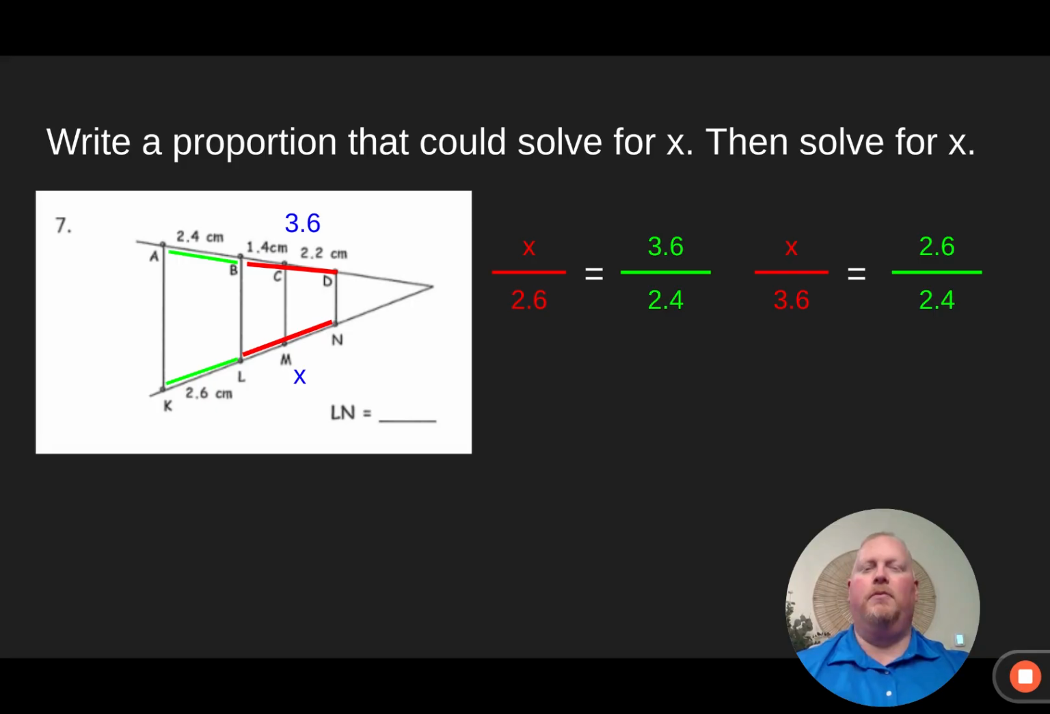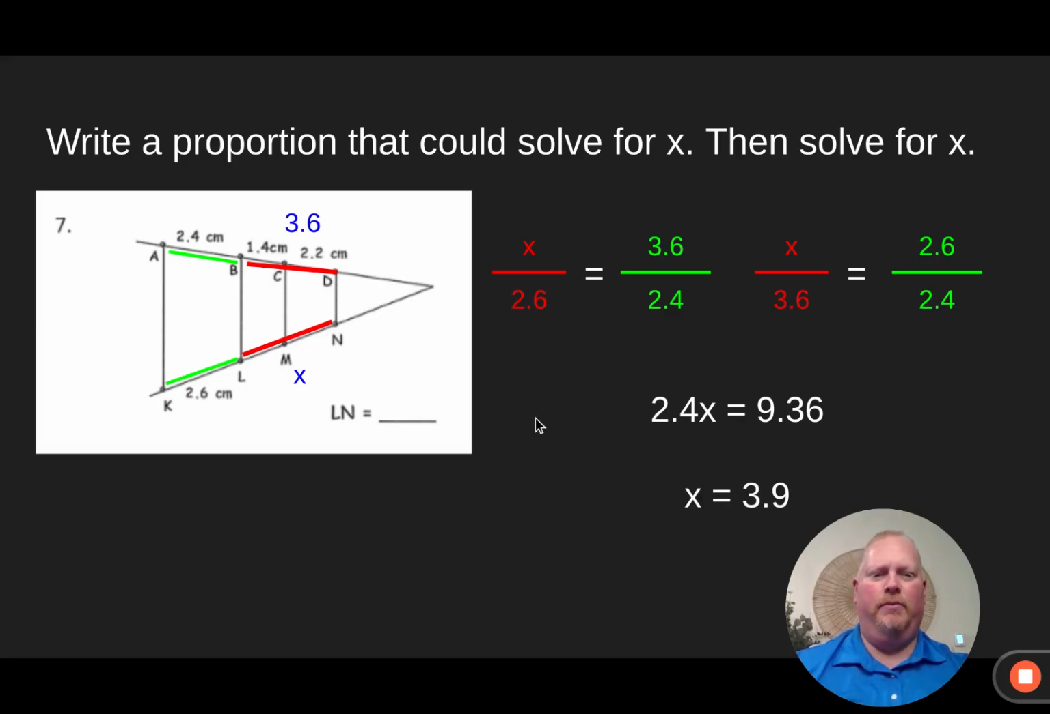Okay? Hopefully, the more you do these proportions, the easier they get. All right? So I can look at these and I can set up very quickly. And the more practice you get, you'll be able to set them up quickly too. Cross multiply here and let's finish this up. 2.4x equals 9.36. Divide by 2.4 and I get x equals 39.